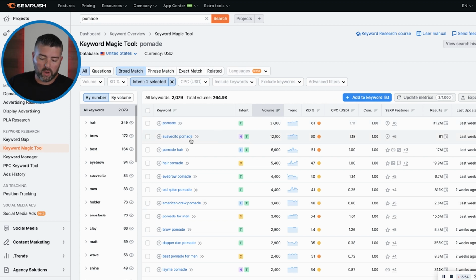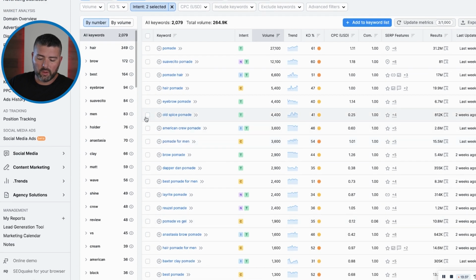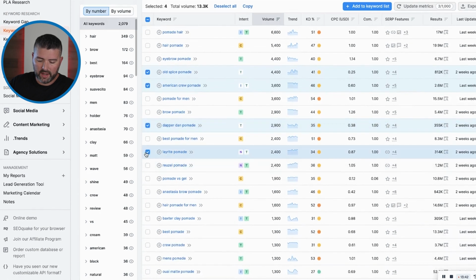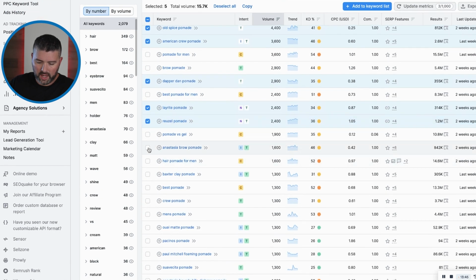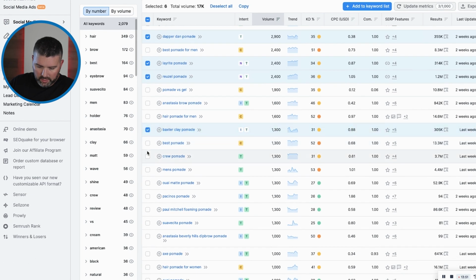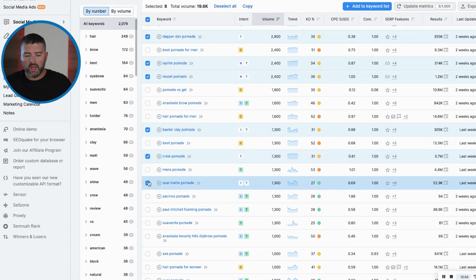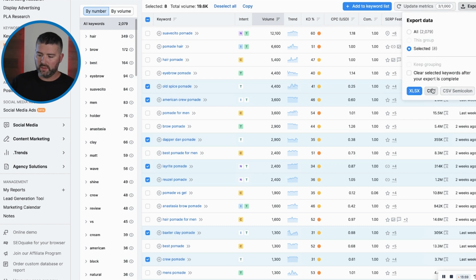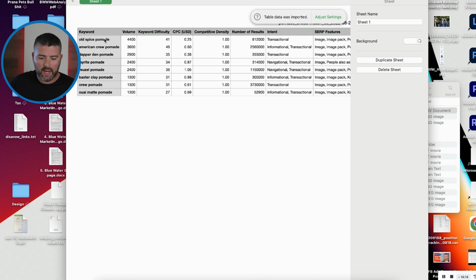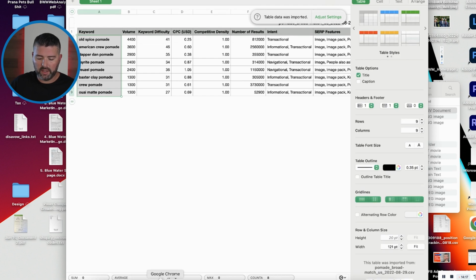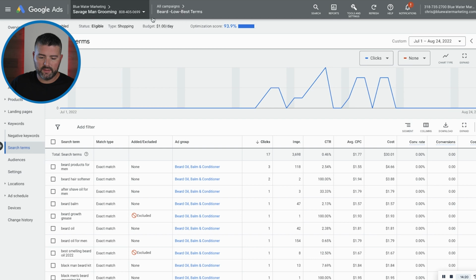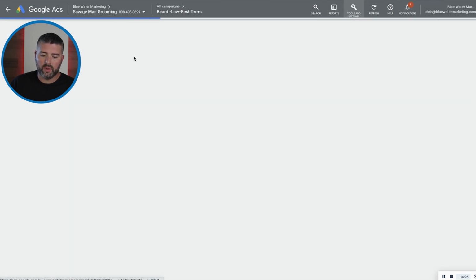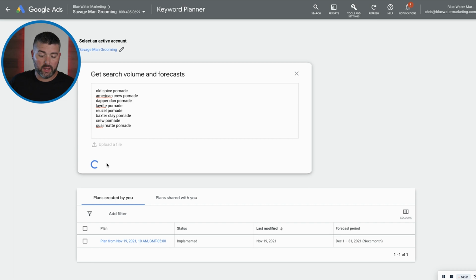All right, so now we're going to go down more. So we know we can select Old Spice, American Crew, Dapper Dan, Layrite, Suavecito, Anastasia, although that's a brown pomade, Baxter, Crew, and these. So what we would theoretically do is export this into a CSV file, and I'm going to take this information, copy it, and paste it into the Google Ads Keyword Planner. So hypothetically, we're going to click Get Started.